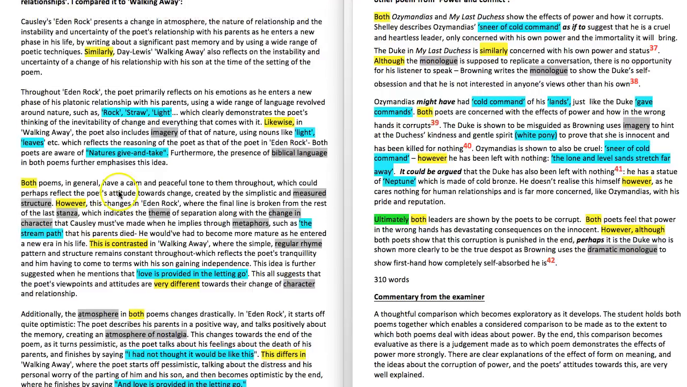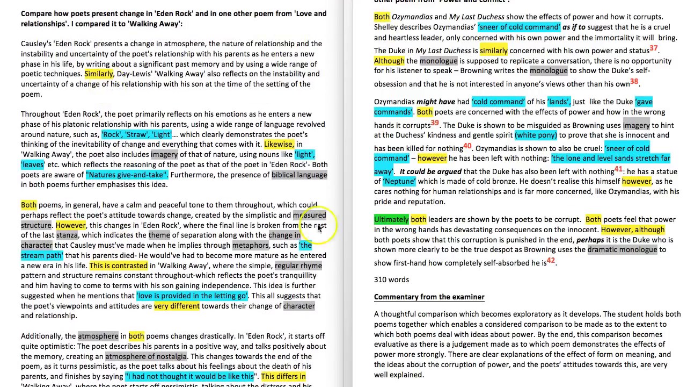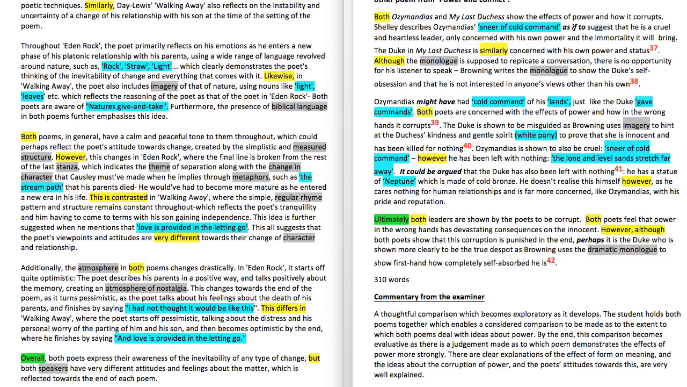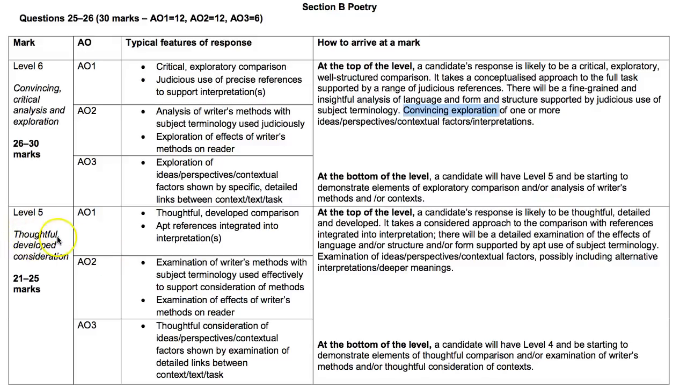So my instinct, Elena, without reading out your whole essay to everyone, of course you can read it on this video to compare them, is that you would get at least the top of the band below. You're definitely thoughtful all the way through and developed. You can just see in how much you've written that that's true. You have covered all three assessment objectives. You've compared all the way through, apt references, those judicious references that are short. You've written about the methods with the subject terminology, and you've considered a little bit of the poet's ideas and perspectives. So you've done all of that.